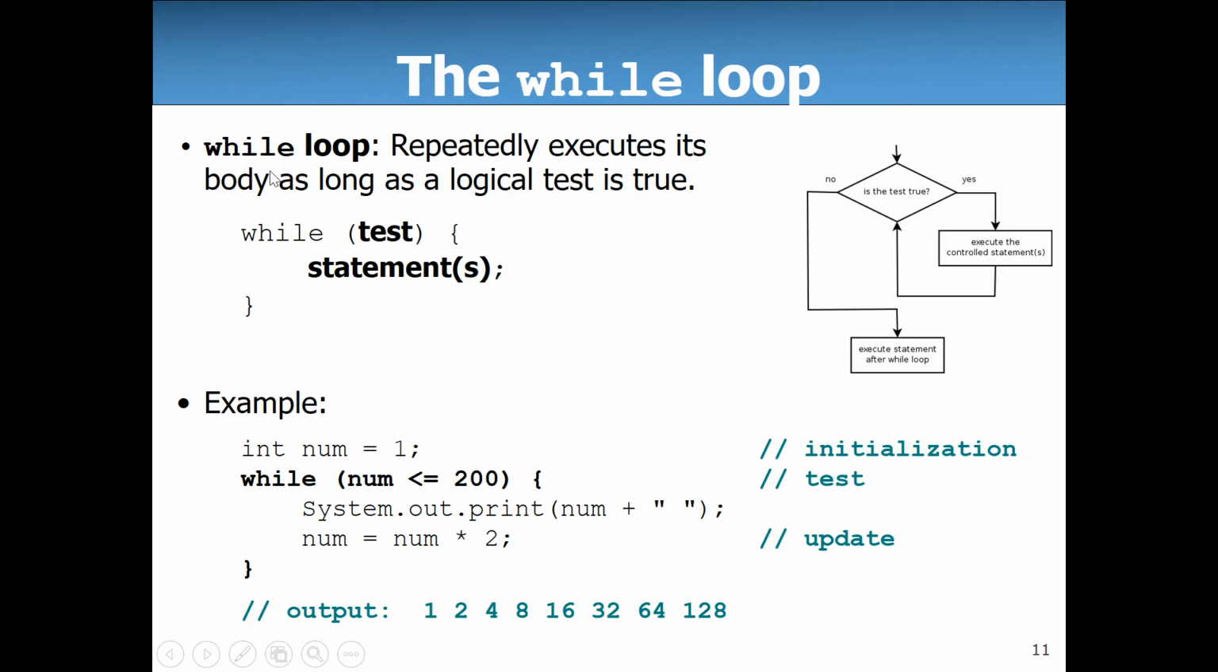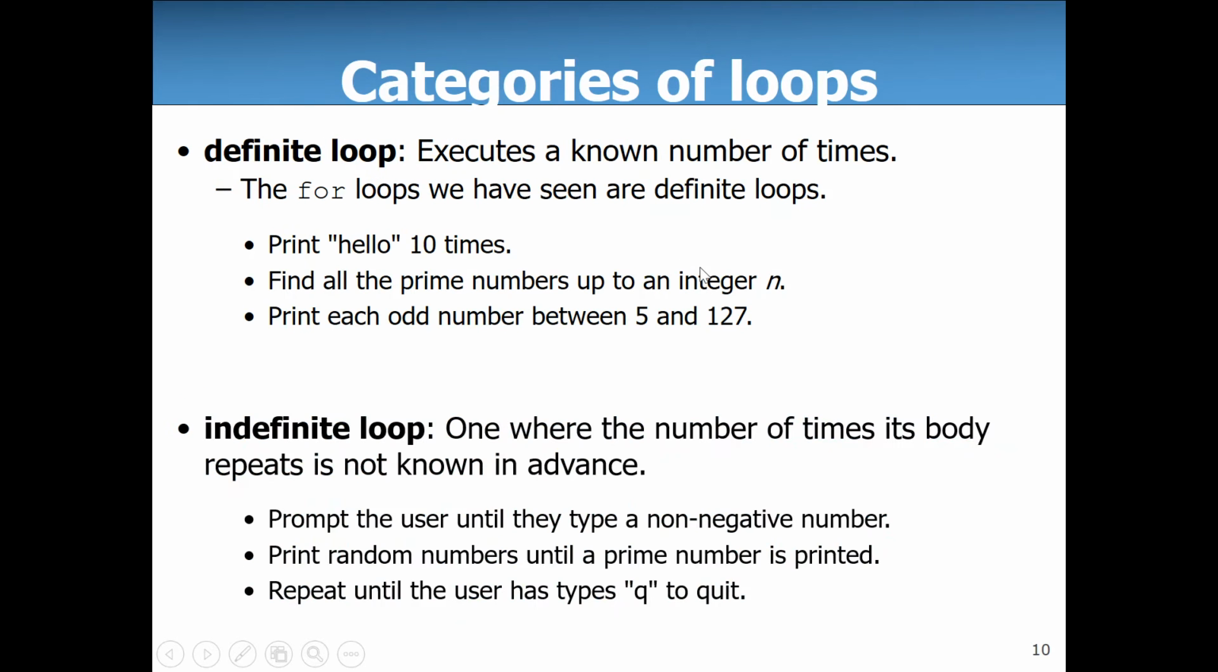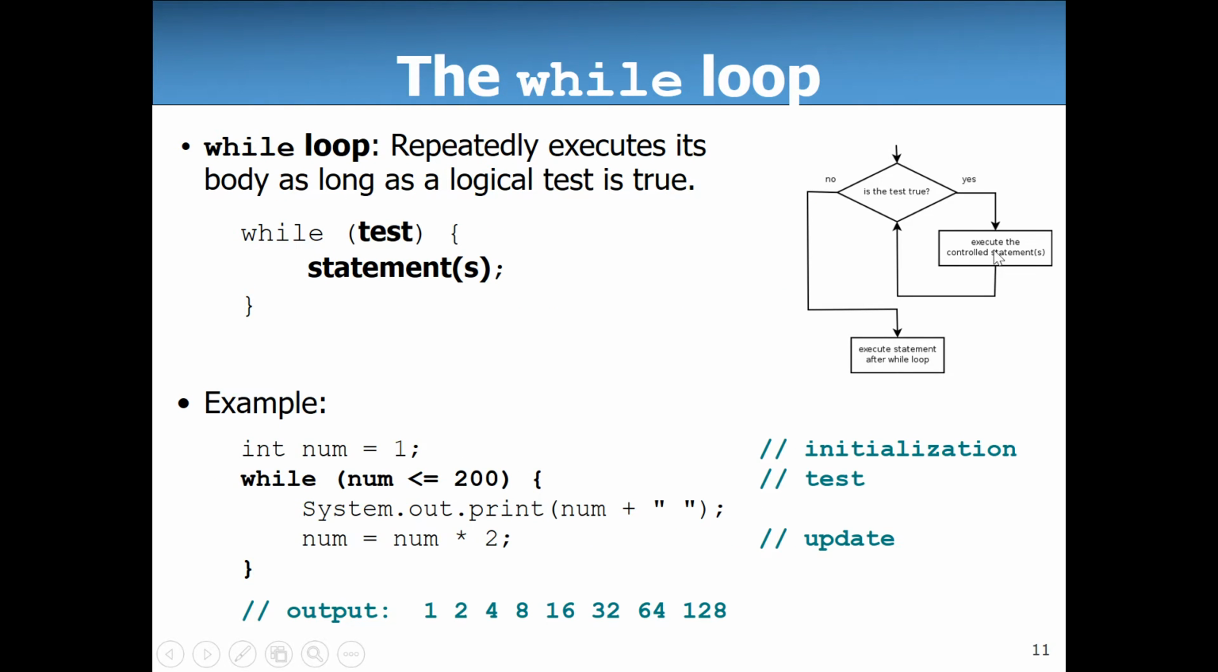A while loop is kind of like an if statement, only it can run as many times as long as the test is true. So here's your flowchart. Is the test true? Yes. Execute. Is the test true? Yes. Execute. Their example is, let's set int num equal to 1. While the number is less than 200, print out the number and a space, and then multiply the number by 2 and store it in num. So they update it by multiplying it by 2. So this one will print out 1, 2, 4, 8, 16, 32, 64, 128. Then it gets doubled to 256, and then it's no longer true, so it doesn't print it out.